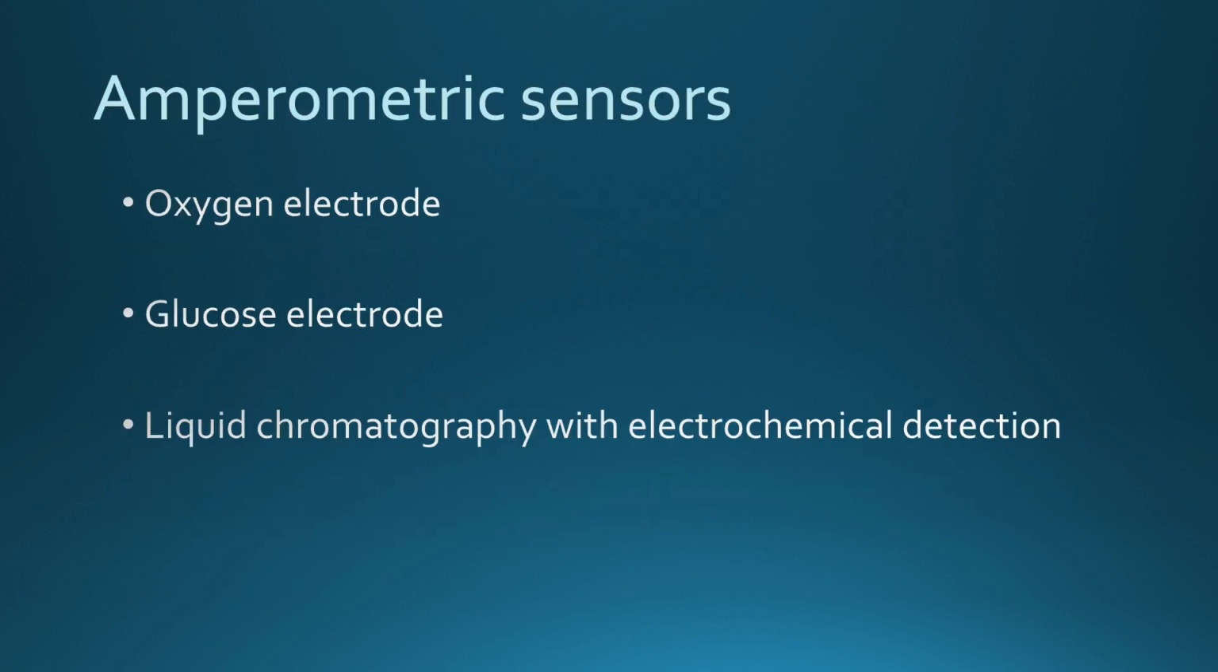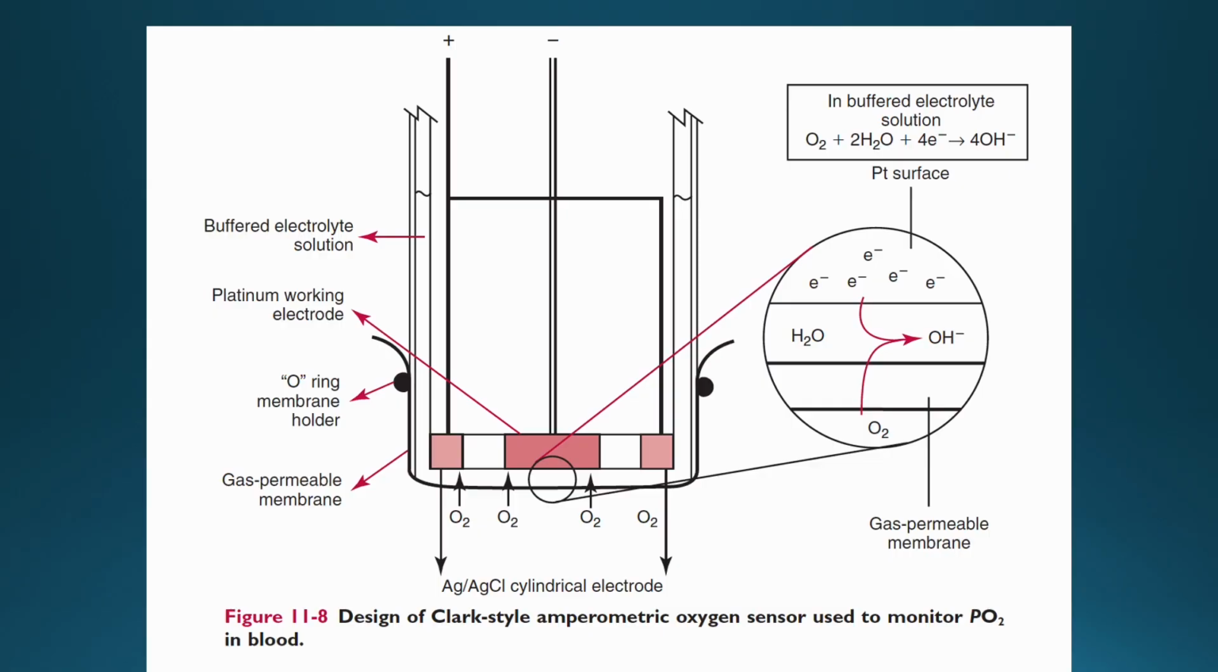Now, amperometric sensors, there are different types. We have the oxygen electrode, the glucose electrode, and it can also be linked with liquid chromatography as a detector. Okay, and I'll show you inshallah in the next slide. Let's start with the oxygen electrode.